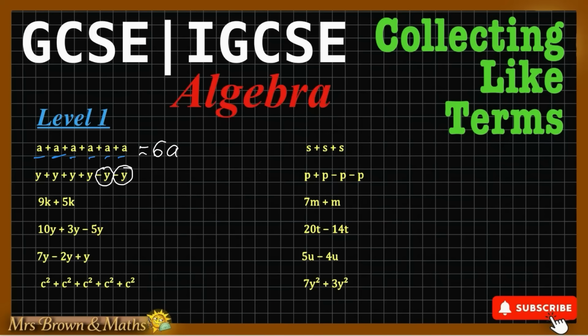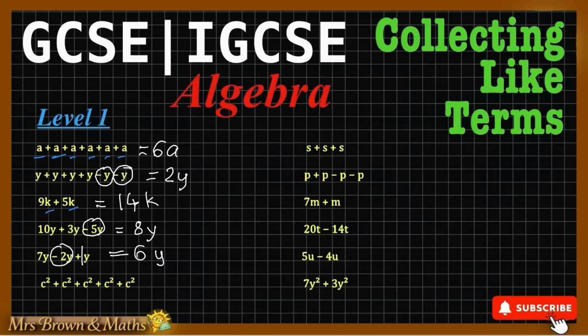Y plus Y plus Y plus Y minus Y minus Y means 4Y minus 2Y, it gives us 2Y. Next question. 9K plus 5K equals 14K. 10Y plus 3Y minus 5Y equals 8Y. 7Y minus 2Y plus 1Y would be 6Y.